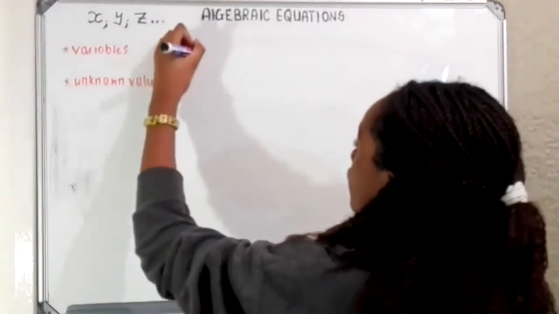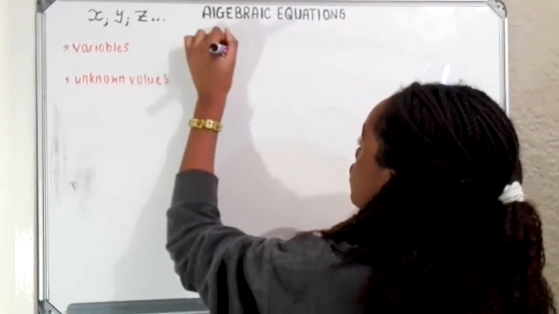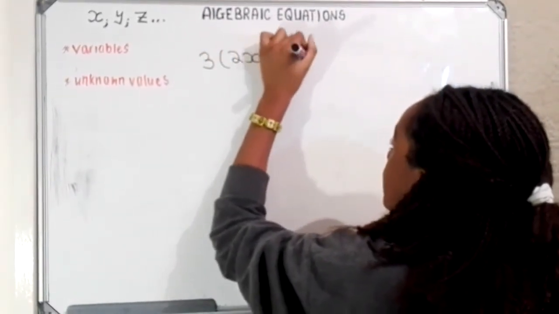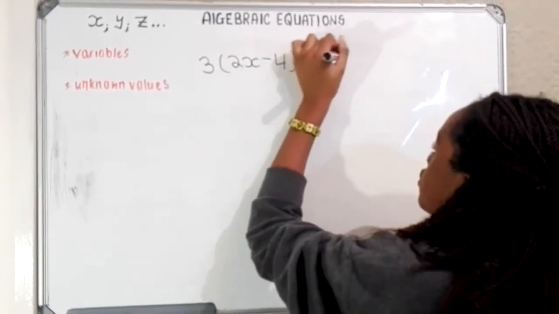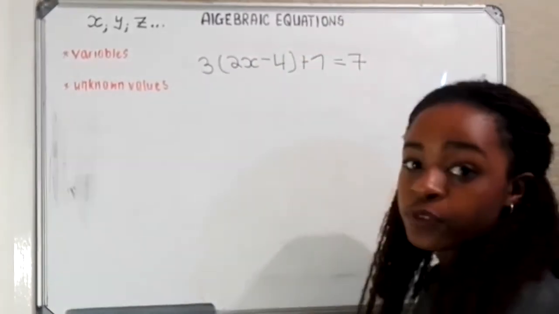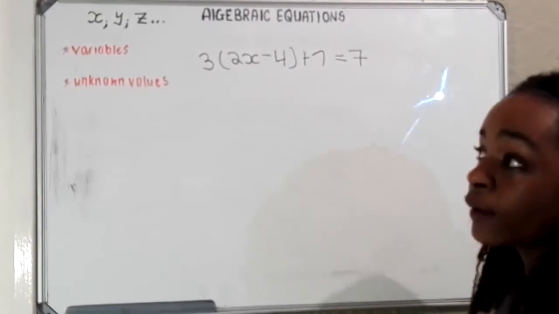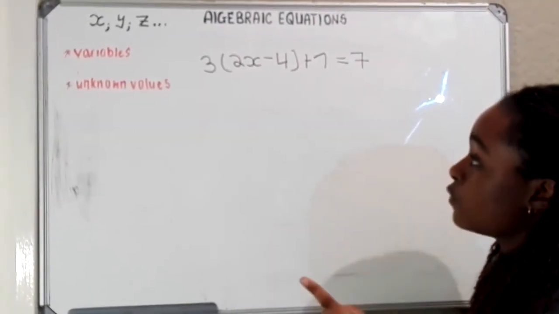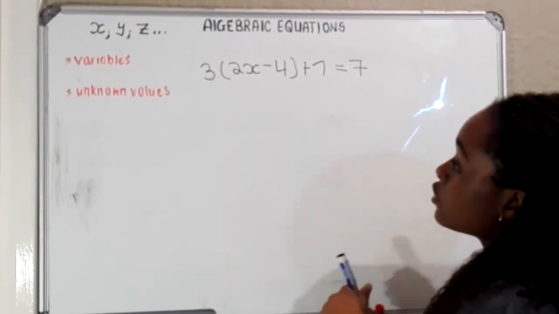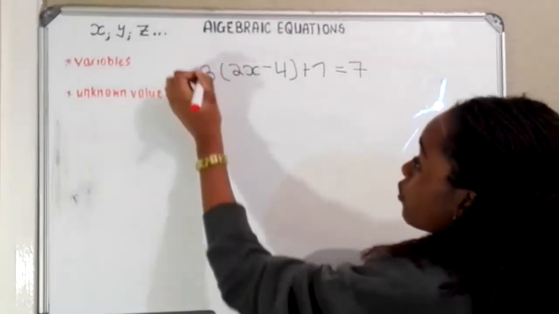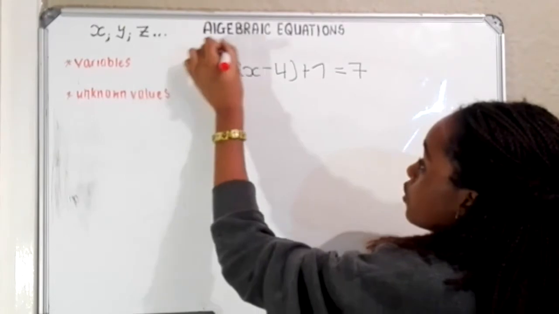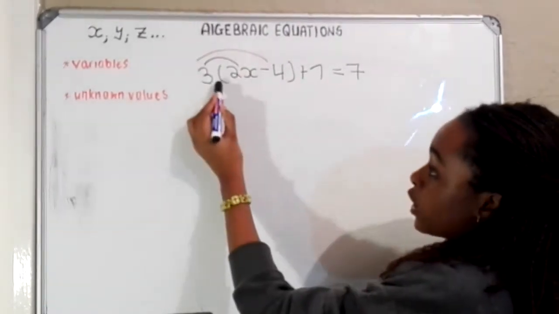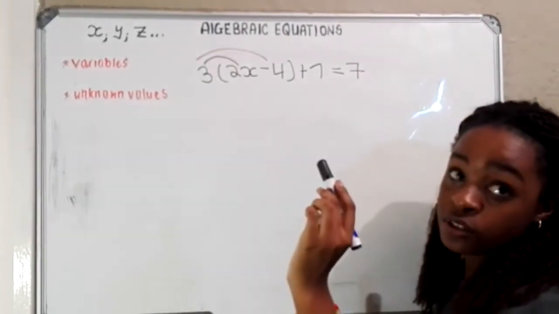So you have 3 brackets 2x minus 4 plus 1 equals 7, okay? So feel free to pause the video and try this on your own, okay? So now we have parentheses. When we have parentheses, we have to do the distributive law, which means we distribute 3 into the brackets, okay? So when there's no operation over here, it's multiplication.